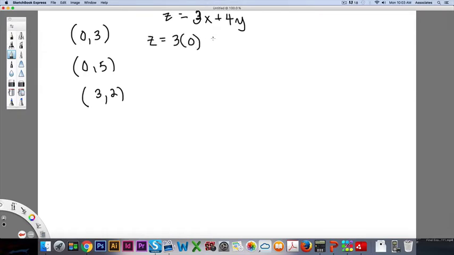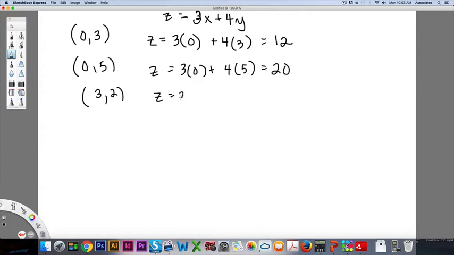When x is 0, y is 3. I'm going to do the math. 3 times 0 is 0. 4 times 3 is 12. 0 plus 12 is 12. Let's do this one. We get 3 times 0 plus 4 times 5. I get 0 here. I get 20 here. 0 plus 20 is 20.